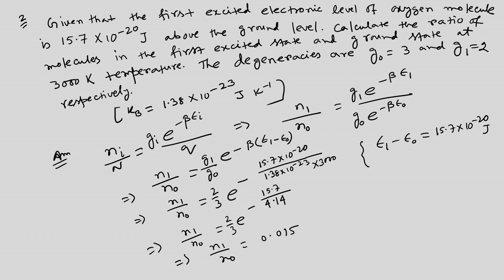What we did here, we considered a Boltzmann distribution, and Boltzmann distribution says Ni by N is gi e to the minus beta epsilon i by Q. Q is the partition function here, where gi is the degeneracy of the ith level. So, it gives us N1 by N0 is g1 by g0 times e to the minus beta epsilon 1 by e to the minus beta epsilon 0. If we put all the values here, we get N1 by N0 is 0.015. Again, this is a very simple problem.